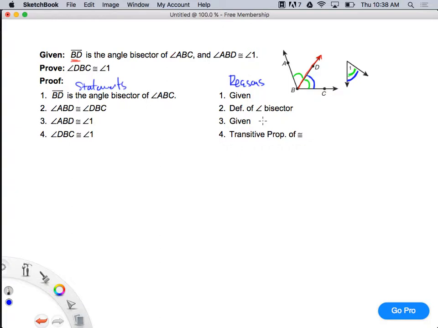No. That's the reflexive property. Transitive property, class, remember, says if A is equal to B and B is equal to C, then A is equal to C. Remember that? And that's basically what we have here. This angle is congruent to DBC, and that same angle is congruent to angle 1. Therefore, DBC is congruent to angle 1. Does that make sense to you guys? A little bit? So you see how we have to understand what the transitive property is.